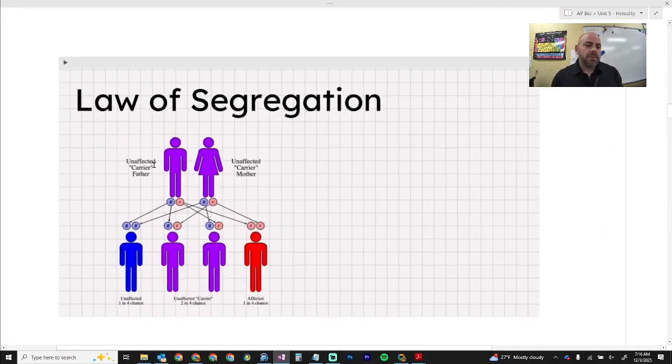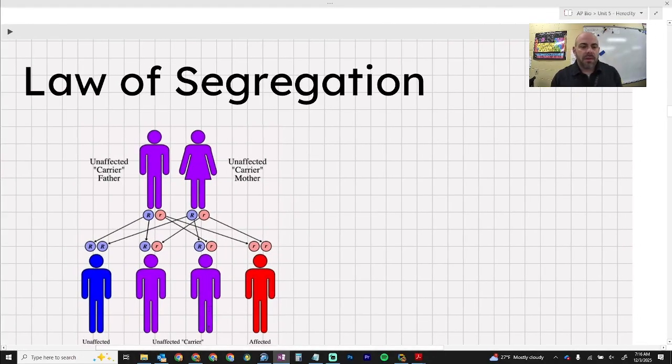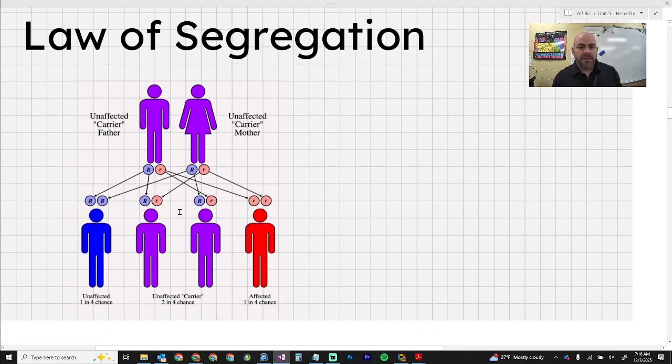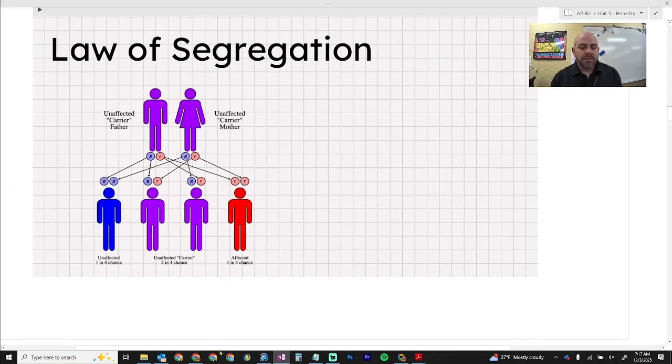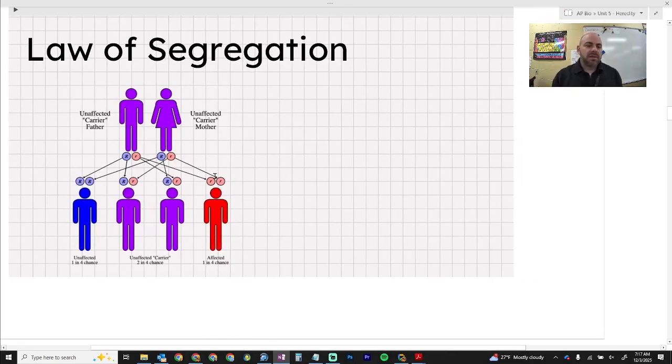Tempted to pull in another slide, but I'm not going to do that. This goes back to meiosis when you have homologous pairs. Mom gave you a big A, dad gave you a little a. Now you're making gametes, and big A and little a are going to separate during meiosis 1, right? So very important to link those two things together.